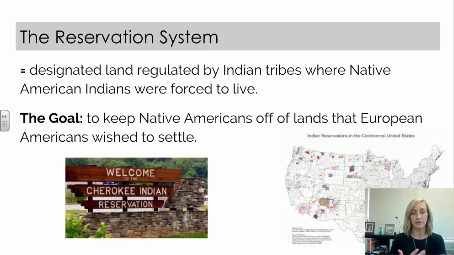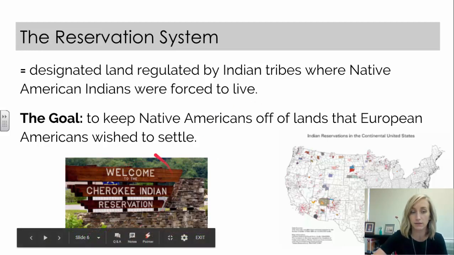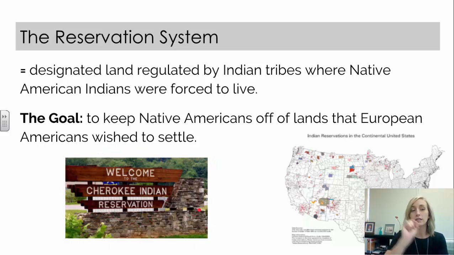So let's define both of these. The reservation system. The reservation system, or reservations, were designated lands, and these still exist today, by the way. This picture down here is of an Indian reservation in North Carolina. It was designated land regulated by the Indian tribes, as in not the U.S. government, where Native American Indians were forced to live.